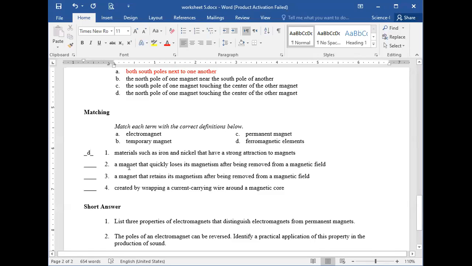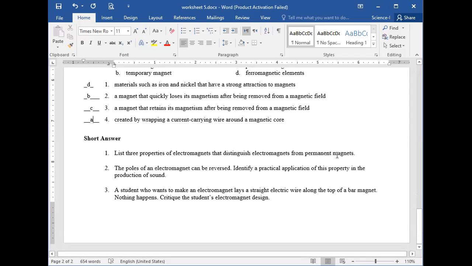Yes. Then question number 2, a magnet that quickly loses its magnetism after being removed from the magnetic field. Yes, Kinsey? B. B, of course, from its name, temporary. That means just for a while. Good. Question number 3, a magnet that retains its magnetism after being removed from the magnetic field. That means the magnet that's still a magnet all the time. Yes, Ali? C. C, of course, which makes number 4 A. Okay, so we know the different definitions here.